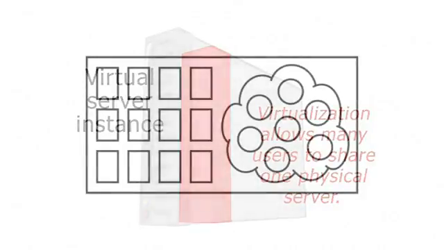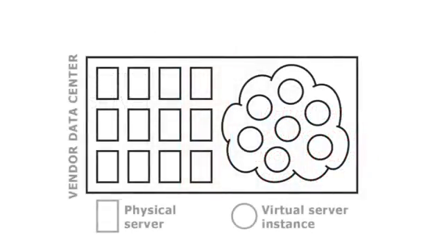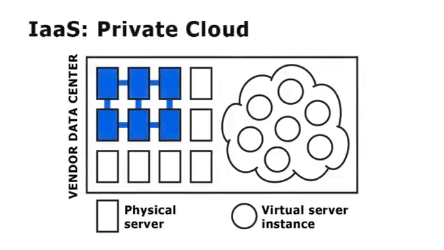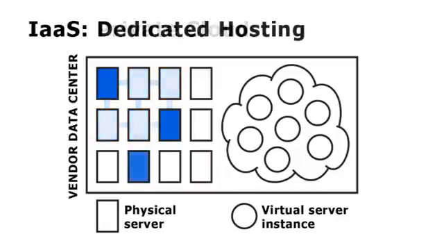Depending on the types of servers involved, IaaS comes in 4 categories. Firstly, there is the most secure and costly option of the private cloud, which is where a specific number of physical servers are dedicated to one customer. Secondly, we have dedicated hosting, where a customer rents physical servers on demand with the cost and number of servers always matching their requirements.